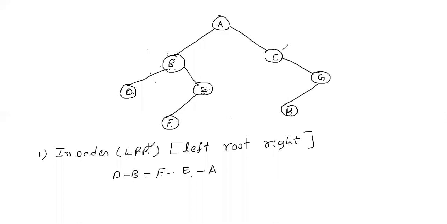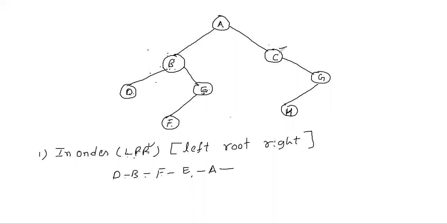What is your right side? C is there. For C, you check any subtree. Yes, a subtree will be there. For C, apply the formula again. When it has some subtree, apply the LPR formula again. Again a subtree, again apply the LPR formula.